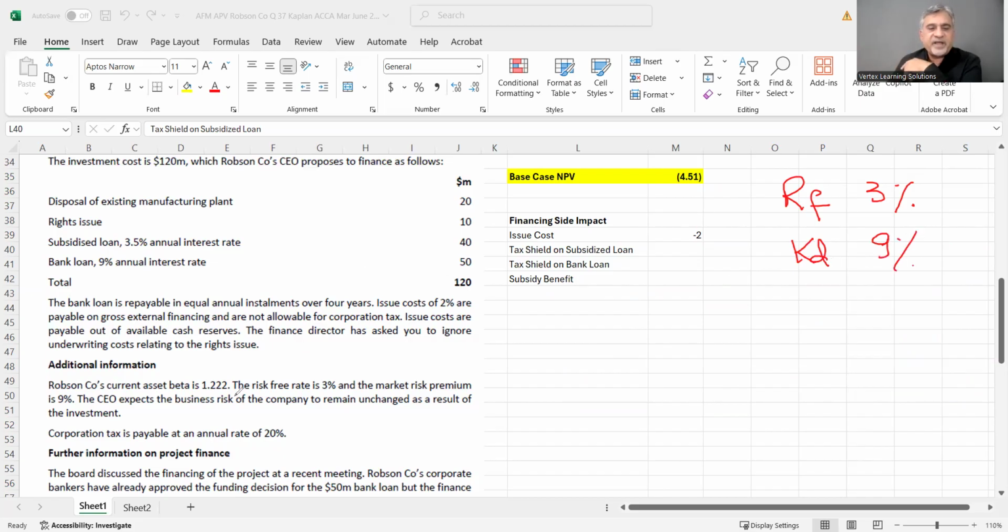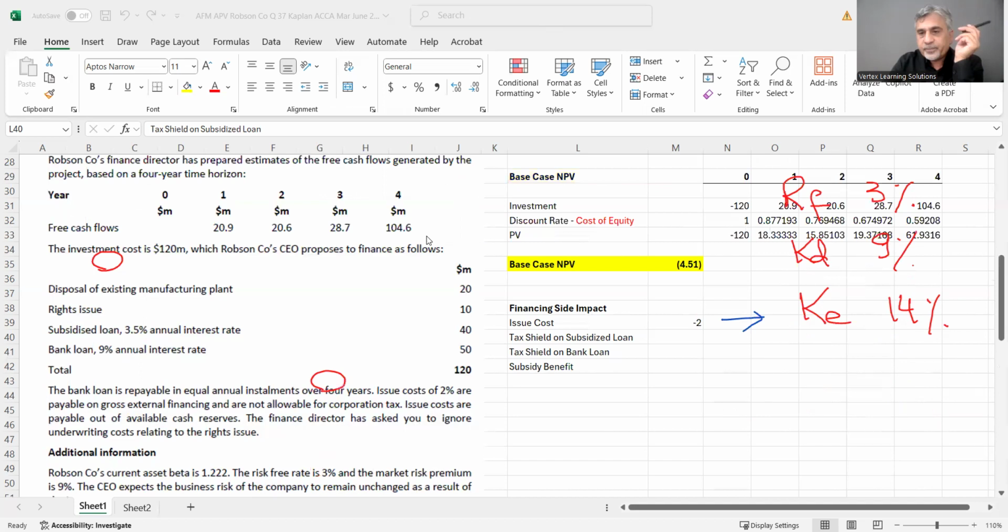These are the things which we have been given in the question. And the third one is my cost of equity, which is 14%. These are the three possible rates. Remember, in base case NPV, we use this one. We discounted the cash flow with 14% in base case NPV. The cash flows on the top, let me show you this one. We are doing it actually at 14%. These discount factors are 14%.